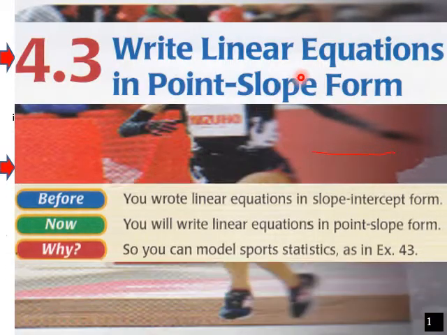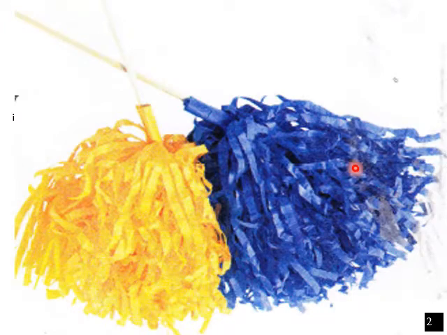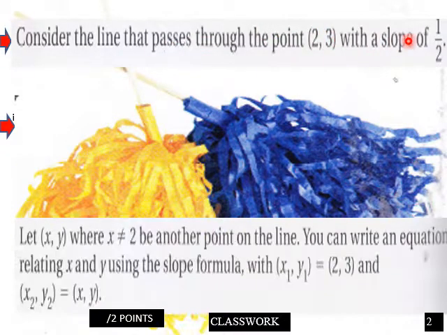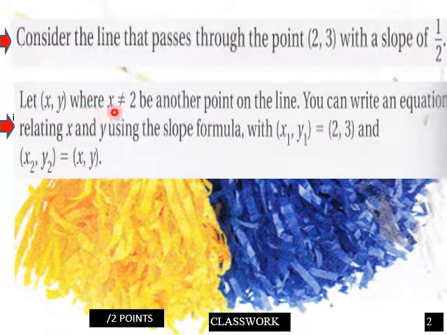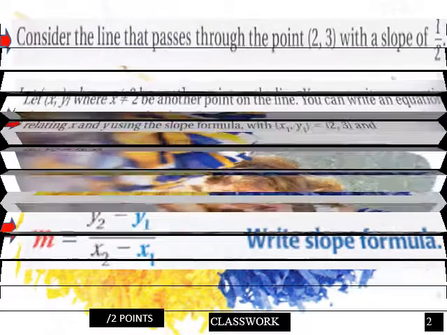Okay, so writing linear equations in point-slope form. You wrote linear equations in slope-intercept form. You will write equations in point-slope form now. Consider that the line passes through this point here with a slope of 1/2. Let x and y, where x cannot equal 2, be another point on the line. You can write an equation relating x and y using the slope formula, with x1, y1 equal to this, and x2, y2 equaling x, y. So here's our slope formula.